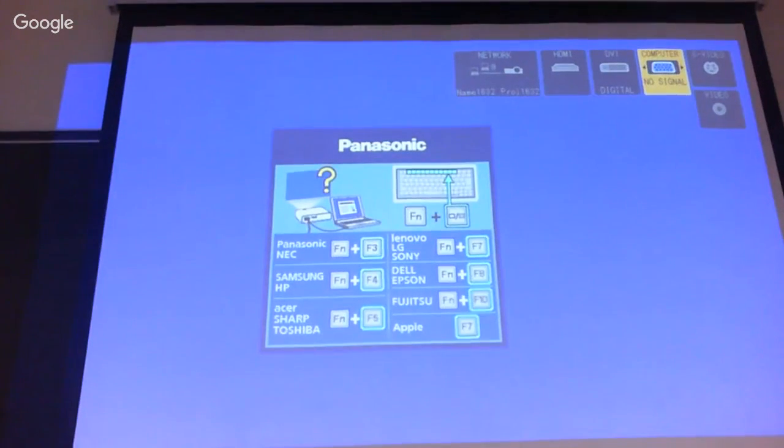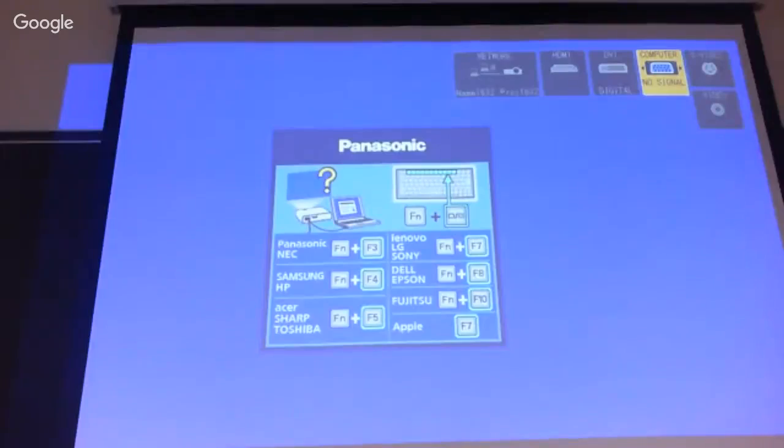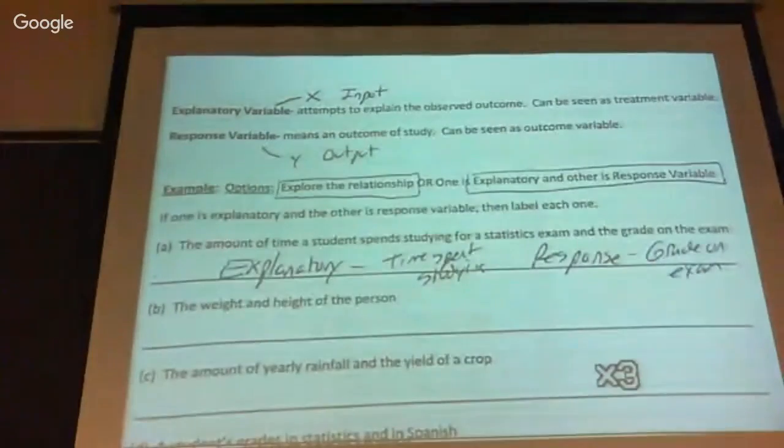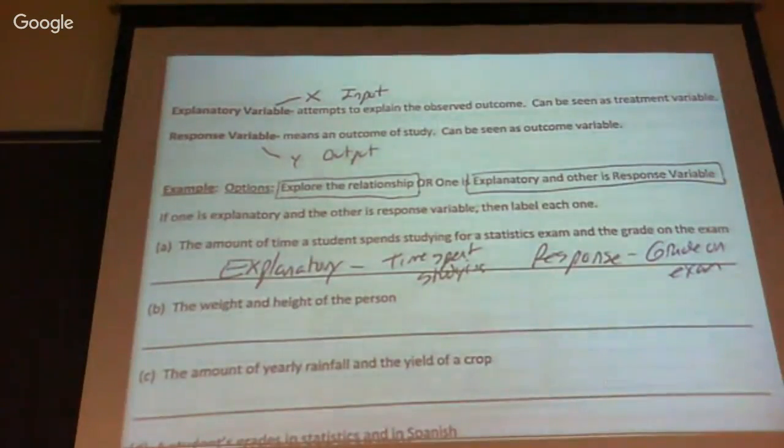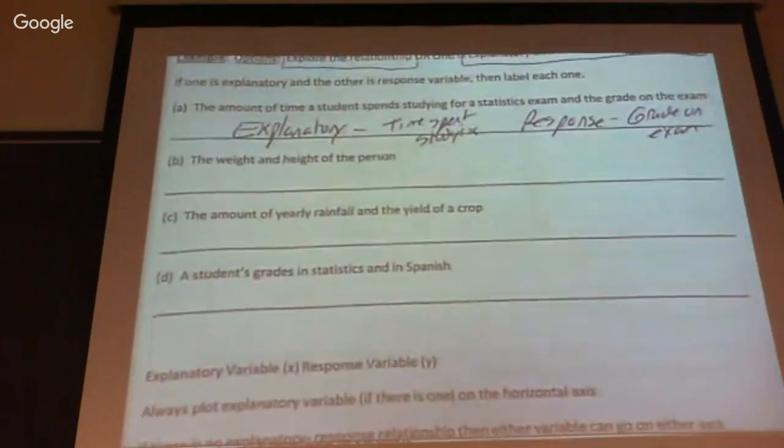That would be your explanatory, which is your X. And then what would be your Y? Grade on the exam. Are we okay? So your choices are explore the relationship, I don't think there's a relationship here, or you can put explanatory response, and tell me which is which. We may have some arguments with some of these, but go ahead and do B, C, and D.